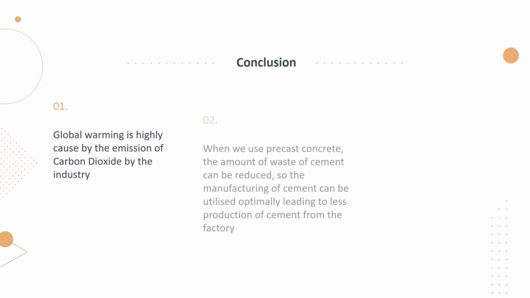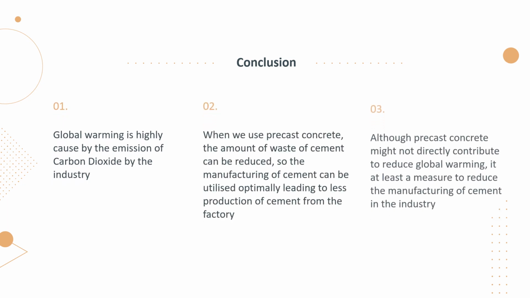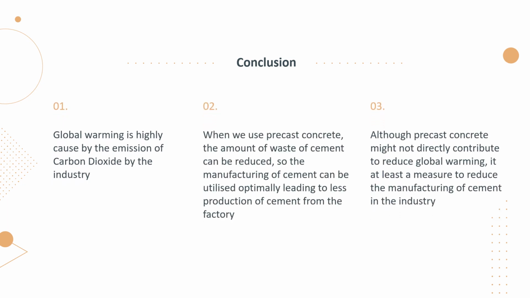Global warming is highly caused by the emission of carbon dioxide by industry. When we use precast concrete, the amount of waste of cement can be reduced, so the manufacturing of cement can be utilized optimally, leading to less production of cement from the factory. Although precast concrete might not directly contribute to reduce global warming, it at least a measure to reduce the manufacturing of cement in the industry.